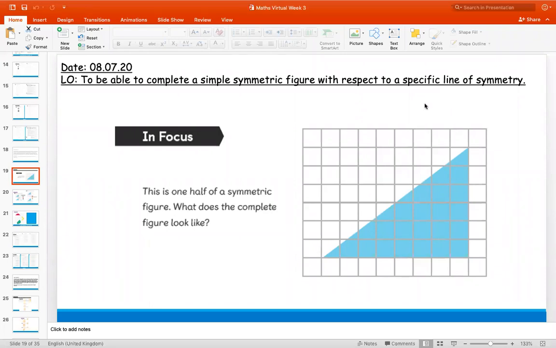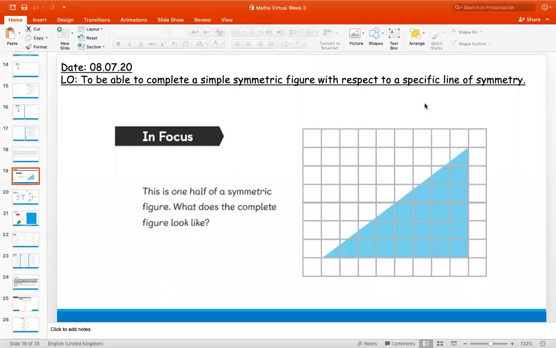I hope you all enjoyed the research task for literacy today and I'm looking forward to seeing what you've all found out about candlefly. Now moving on to maths, we're continuing with lines of symmetry. This is today's in focus, but before I start with the in focus and we have a discussion about it, let's look at our learning objective for today.